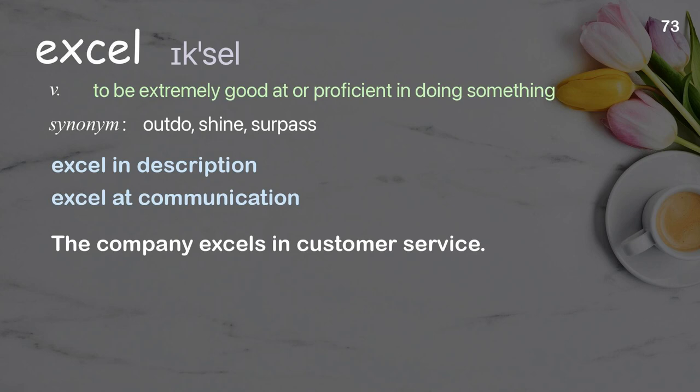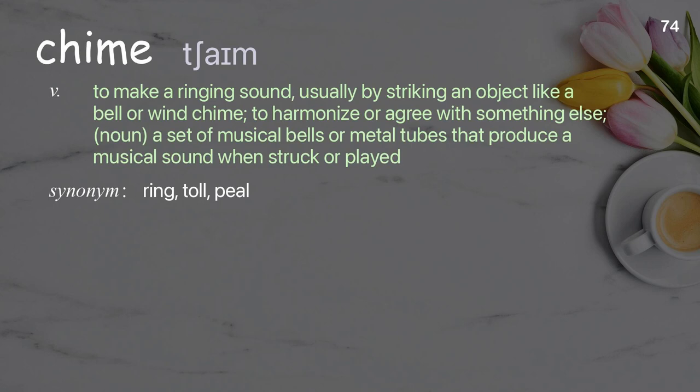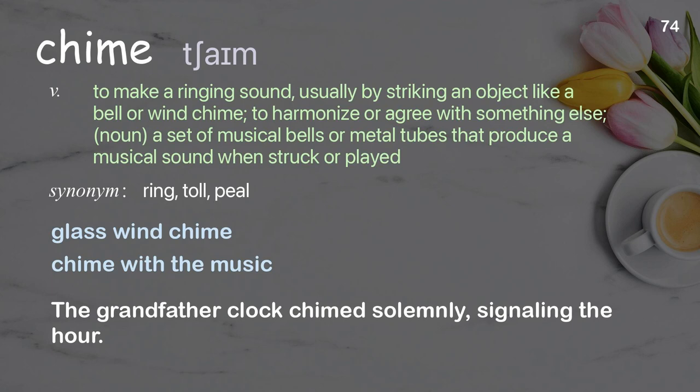Chime. To make a ringing sound, usually by striking an object like a bell or wind chime, to harmonize or agree with something else. Noun, a set of musical bells or metal tubes that produce a musical sound when struck or played. Examples. Glass wind chime. Chime with the music. The grandfather clock chimed solemnly, signaling the hour.